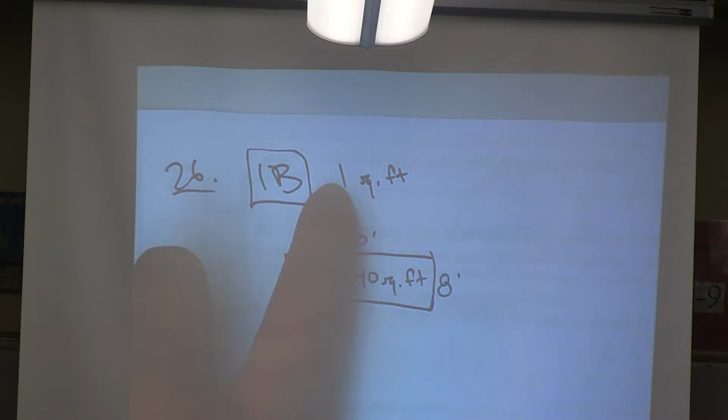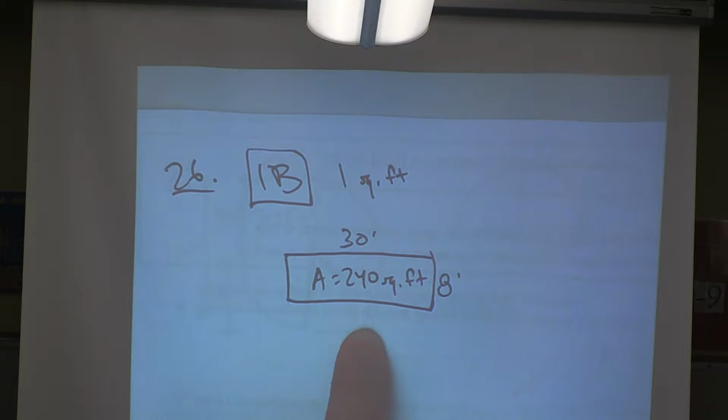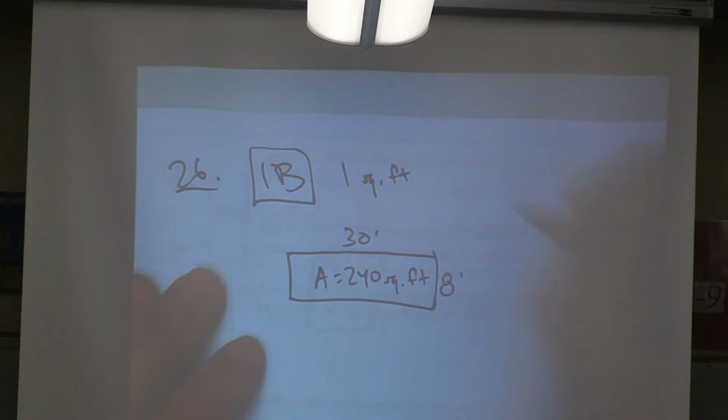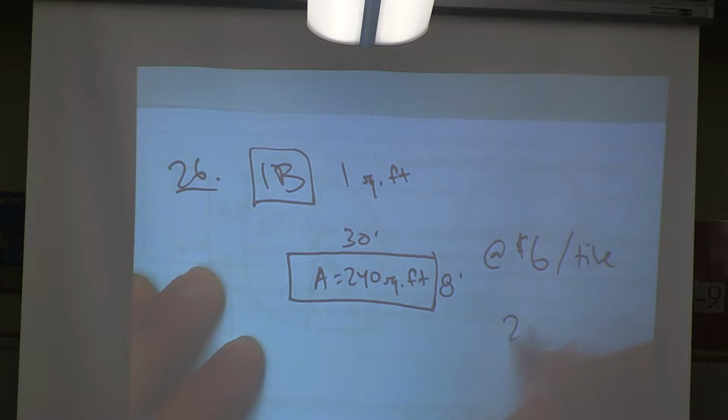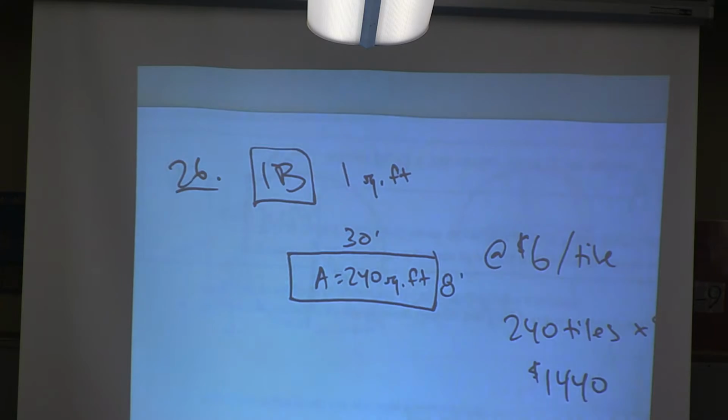Each tile covers 1 square foot. So how many tiles does she need? She needs 240 tiles at $6 each. That's 240 tiles times $6, which gives us a lot of money. $1,440 for just that part.